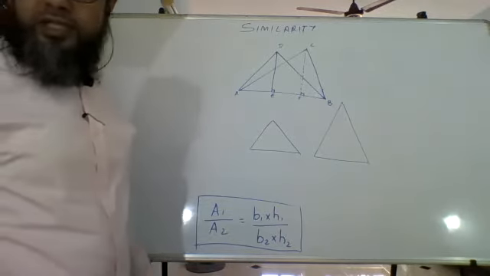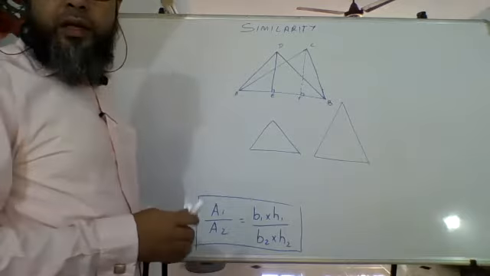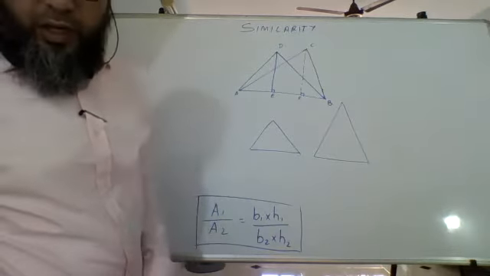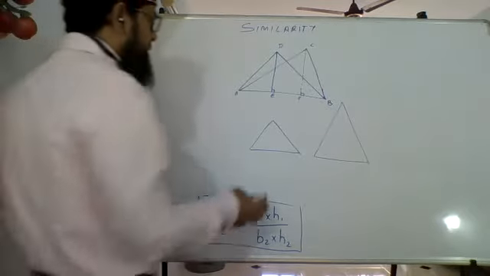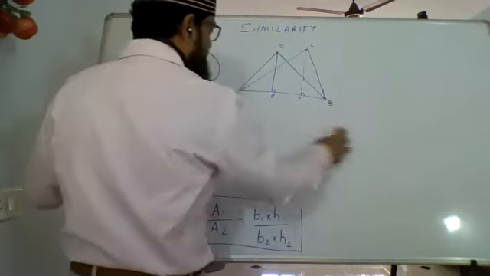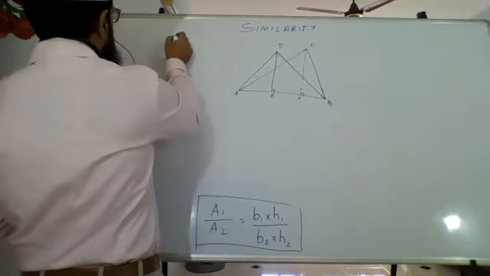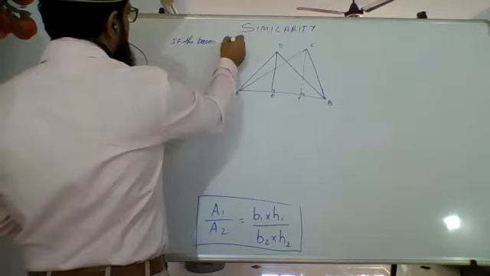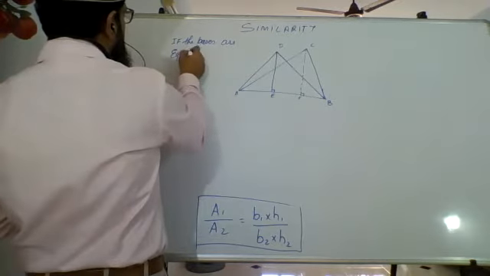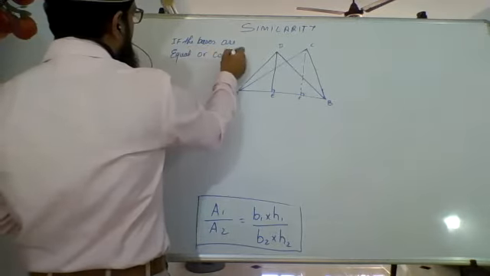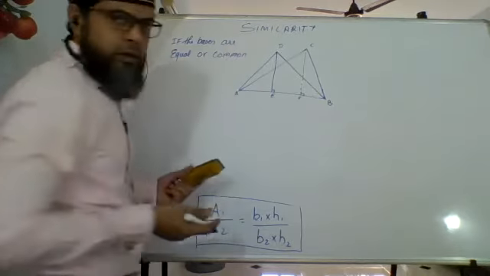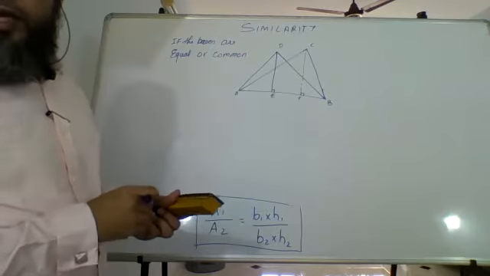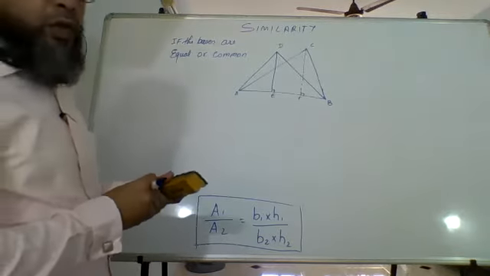Okay, so let's understand what happens in these situations. What situations? If the bases of both triangles are equal or common. Common means equal only, in effect. Only then it will be common. So if the bases are common or equal, what happens?